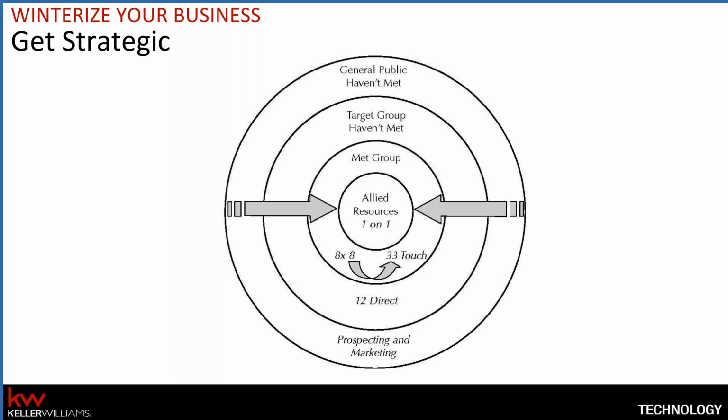Your haven't mets target group are groups such as a farm. This is a group of people that you know, you just haven't actually met. A Mets group is just that. These are people that you've met and are most likely in your database, and allied resources of those who are in the business, and close acquaintances that you know that, again, will most likely bring you business. So we want to bring everybody into that core.